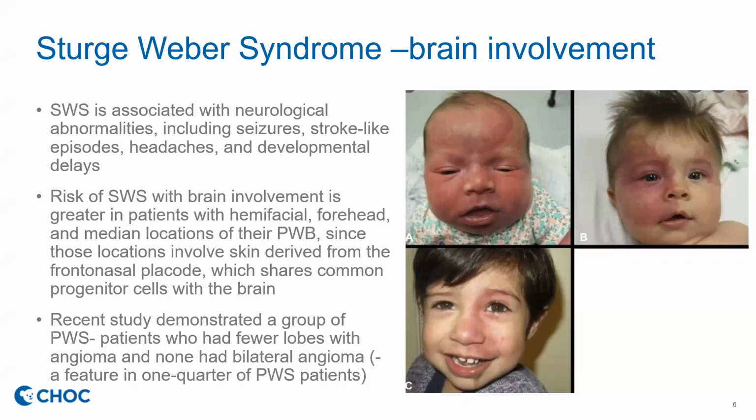All right, so what do we see as a pediatric neurologist? What are some symptoms that I see on my patients who have Sturge-Weber? Most common are seizures. Some of our patients have stroke-like episodes. Headaches are very common and often the most bothersome symptom, actually. And then developmental delays are also quite frequent.